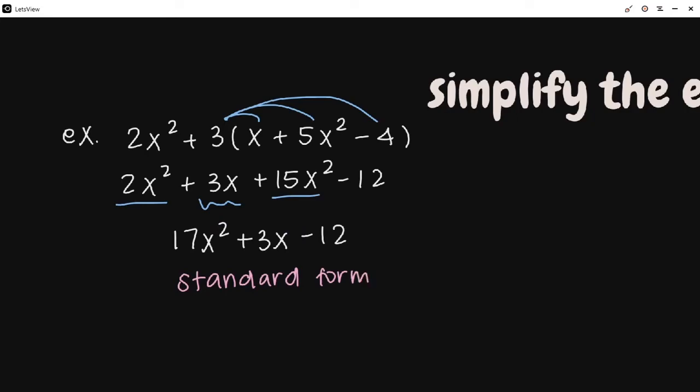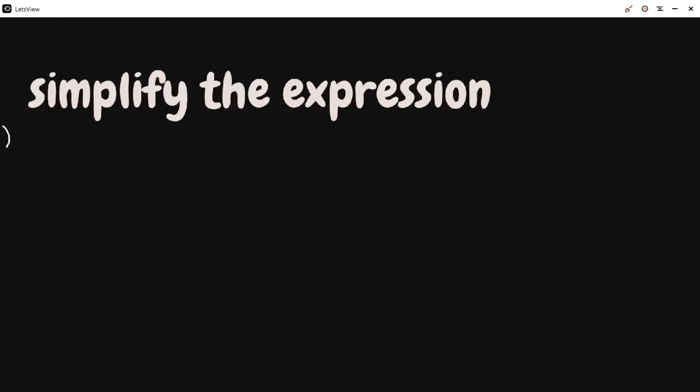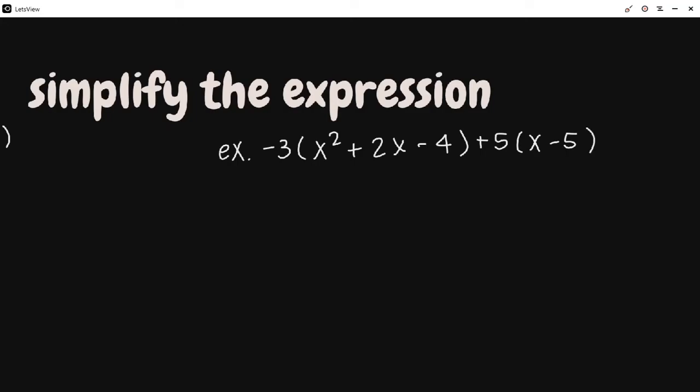Okay, let's do another one. So negative 3 times x squared plus 2x minus 4 plus 5 times x minus 5. So again, we're first going to distribute. And for this problem, we have to distribute twice. So we have to distribute the negative 3, and we also have to distribute the 5.